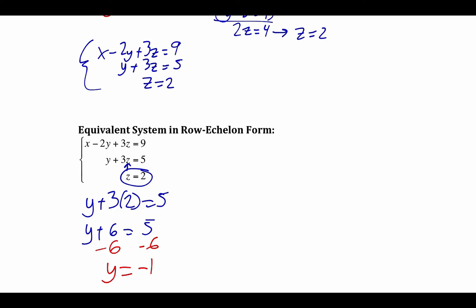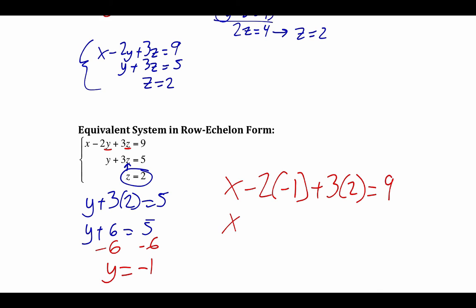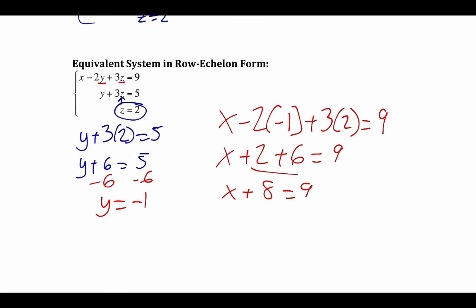So now to figure out what x is, we're going to plug into the top equation. We're going to plug in the 2 for z and negative 1 for y. So we got x, we don't know that yet, minus 2 times our y value we just found, negative 1, plus 3 times that 2 for the z value that we already found, equals 9. Cleaning this up, we got x minus 2 times negative 1, that ends up being plus 2, and we also have plus 6 equals 9. Combining those terms, we got x plus 8 equals 9. To solve for x, we subtract 8 from both sides, and we end up with x equals 1.